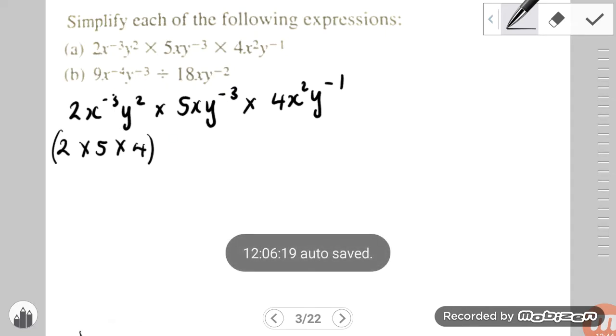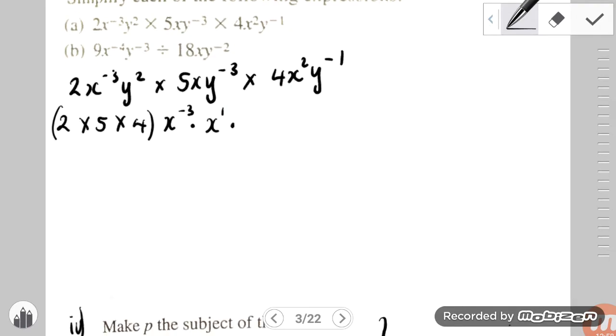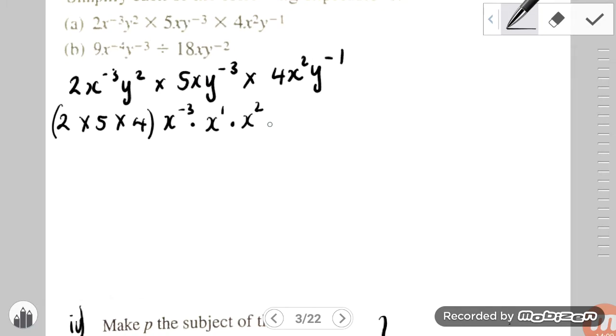We're going to segregate the x's away from the y's. So we have x to the minus 3. That's going to be multiplied by, there's no power here for this x. Well, there's no visible power, so it's just understood as a 1. And then we have this x squared here. So we have x to the minus 3, x to the 1, x squared, and we're all multiplying. I'm going to merge that together now with the y. So this is y squared multiplied with y to the minus 3 multiplied with y to the minus 1. Okay, now everybody is organized accordingly.